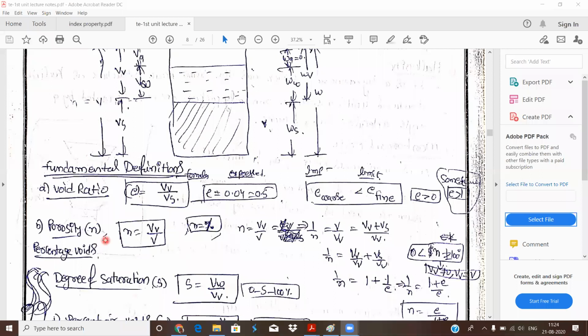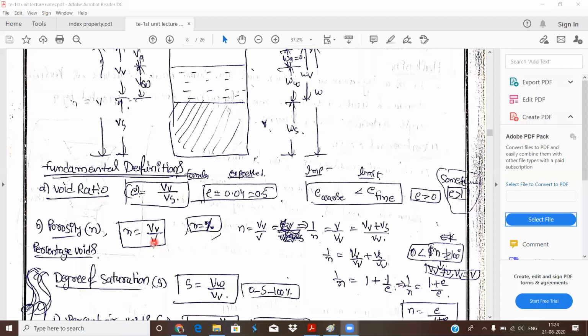Next one, porosity. Porosity is represented by n, and void ratio is represented by e. Porosity means the porous nature, how much porous nature the soil has. It can be defined as the ratio of volume of voids to the total volume. Void ratio is only the volume of voids to the volume of solids. Porosity relates the volume of voids to the total volume.